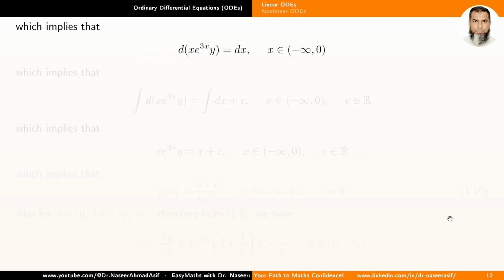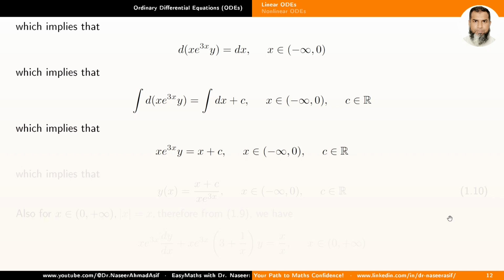So we have d of x exponential of 3x into y is equal to dx, where x belongs to minus infinity to 0, open interval. Taking integral, we have integral of d of x exponential of 3x into y is equal to integral of dx plus c, where x belongs to minus infinity to 0, open interval and c is an arbitrary constant. So we have x exponential of 3x into y is equal to x plus c, where x belongs to minus infinity to 0, open interval and c is an arbitrary constant.